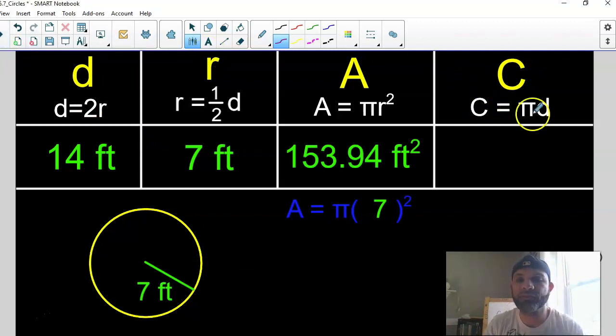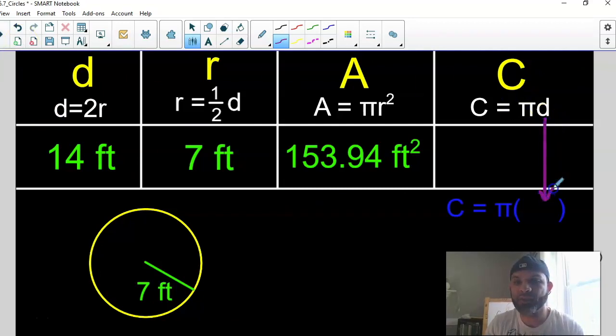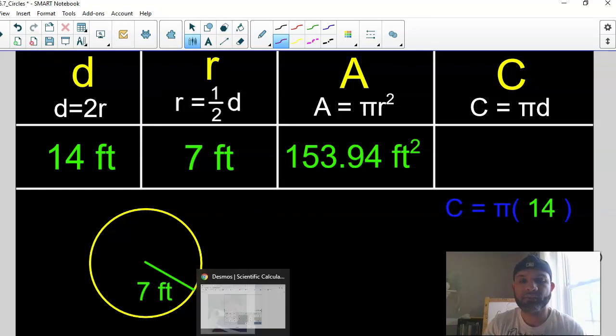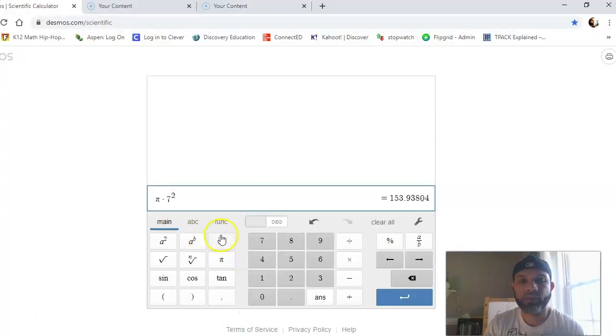Circumference is a little different. We're going to do pi times the diameter. So we're going to substitute, and instead of the letter D, we have a blank space there because this number is going to be our diameter. Well, what is our diameter? Here we see our diameter. Our diameter is 14.